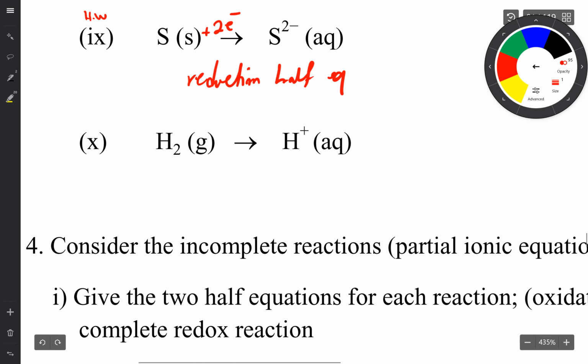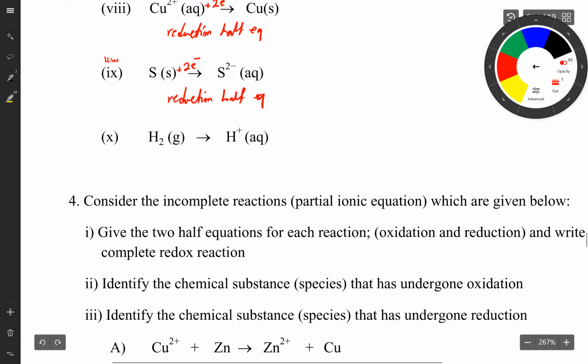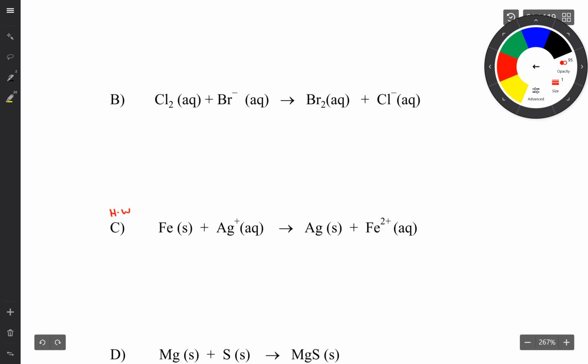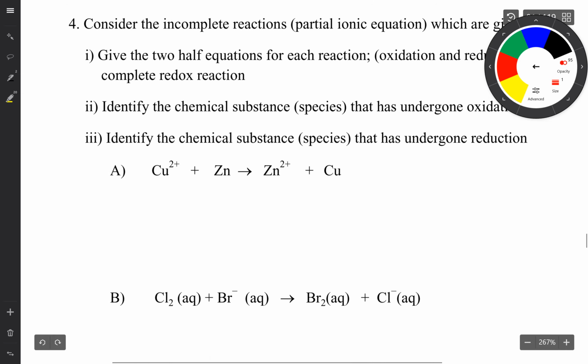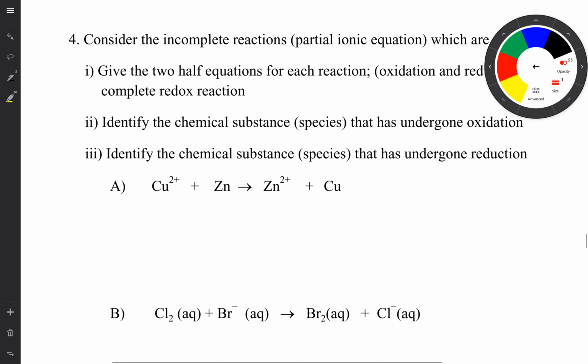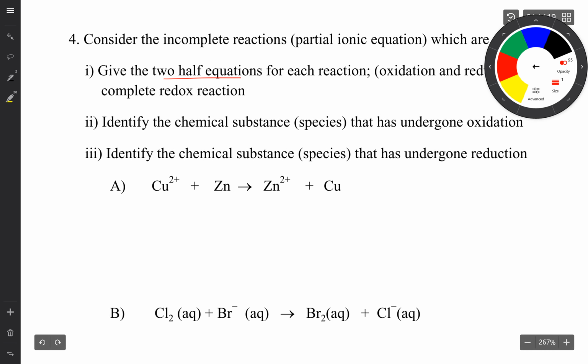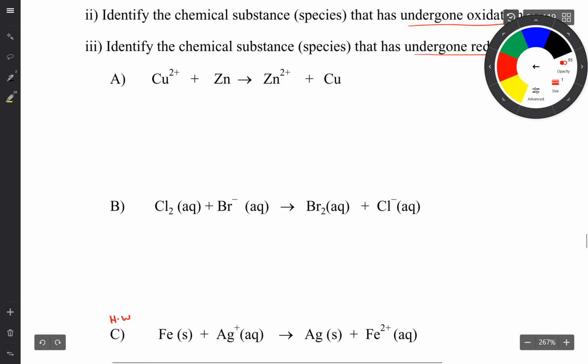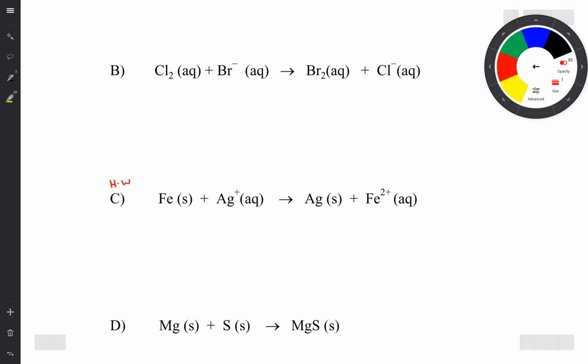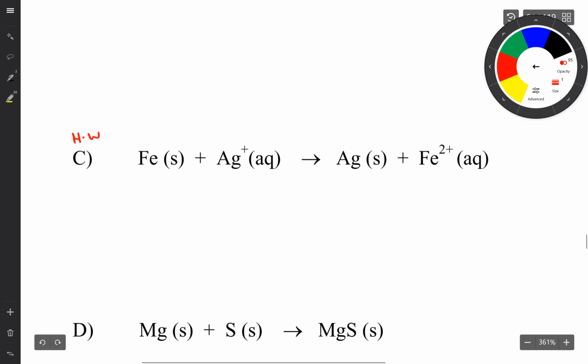Okay, so let's move on to the next homework question. The next homework question is question number 4, part C. For this question, we have to write two half equations, we need to balance them, and we have to identify which substance has undergone oxidation and which one has undergone reduction. So let's do the homework question.